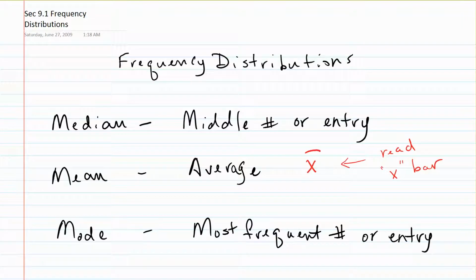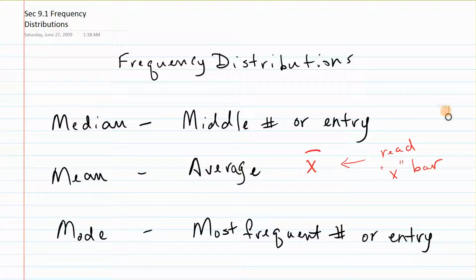This is section 9.1, frequency distributions. Some of you may be familiar with these first three terms that we're going to talk about, and perhaps not. The first one is called the median, and that is the middle number or entry in a list of numbers. The mean is the same thing as the average, and sometimes you'll see it referred to as an X with a bar over it, and it's read X bar when you say it like that.